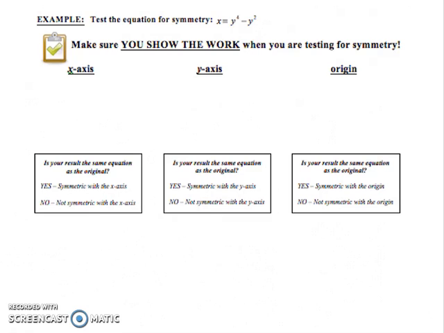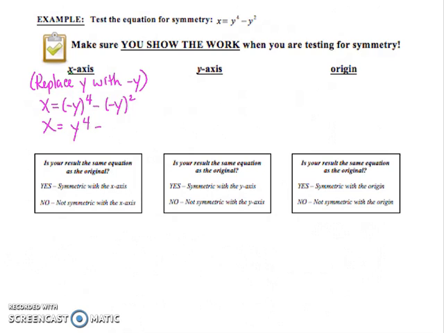So when we're testing for symmetry with the x-axis, remember this is where we are going to replace y with negative y. So right in the equation, wherever we see y, we put negative y. So we're going to have x equals negative y to the fourth power minus negative y squared. When we simplify this, though, a negative number raised to the fourth power becomes positive. So this remains y to the fourth, and this negative y squared remains y squared. So we end up with the same equation as the original equation. Okay, so that tells us yes.